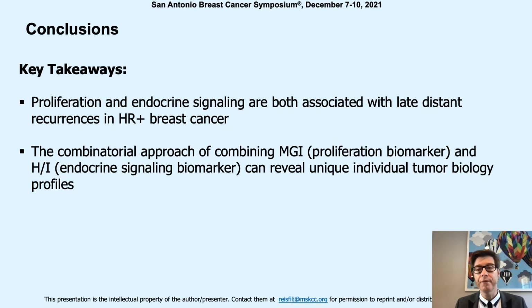So the conclusions of this excellent study were that first, proliferation and endocrine signaling are both associated with the risk of late distant relapses in patients with hormone receptor positive breast cancers. And second, and perhaps most importantly, that a combinatory approach leveraging information from the expression levels of proliferation-related genes with those related to endocrine signaling may reveal additional unique insights about the biology of breast cancers.